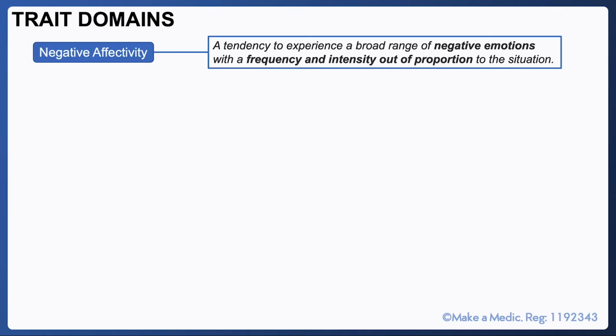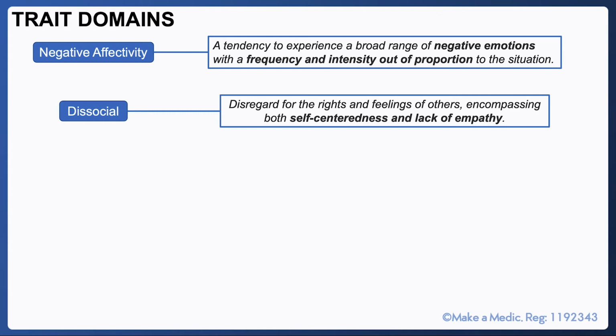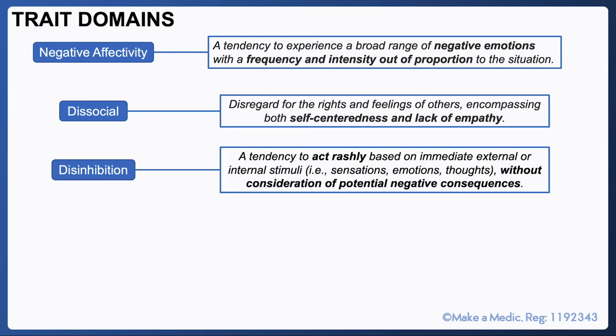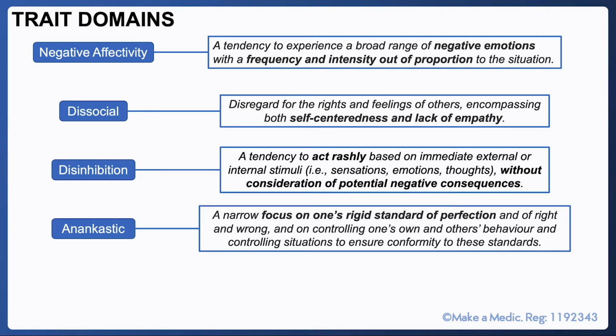mean. So negative affectivity means that there's a tendency for the patient to experience a lot of negative emotions, and they tend to be out of proportion to the situation that they're in. Dissocial trait is when they have a disregard for other people and hence tend to be quite self-centered and lack empathy. Disinhibition is when they tend to act quite rashly without thinking really about the consequences of their actions.